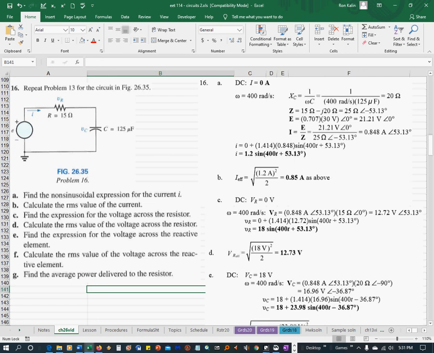EET 114, Chapter 26, Problem 16. Very similar to the last problem. Repeat the problem for this circuit. It's an RC circuit. Okay.